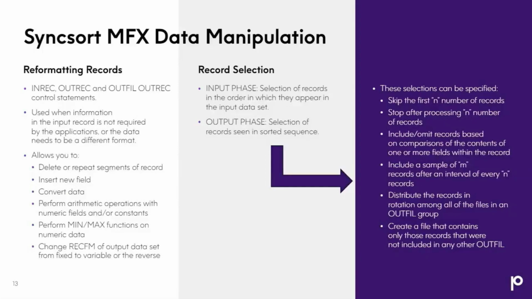You can skip the first n number of records. You can stop after processing n number of records. You can include-omit records based on comparisons of the contents of one or more fields within the record. You can include a sample of m records after an interval of every n records. You can distribute the records in rotation among all of the files in an OUTFILE group. Or you can create a file that contains only those records that were not included in any other OUTFILE.